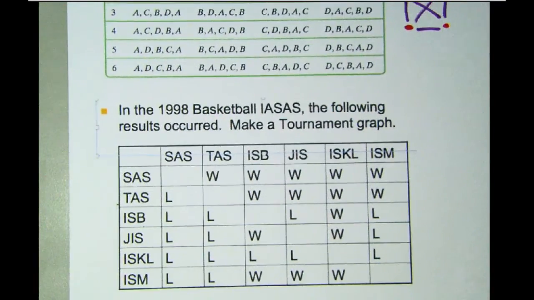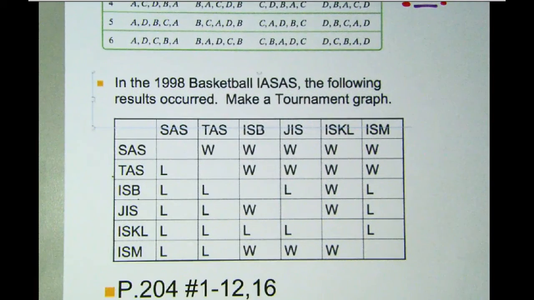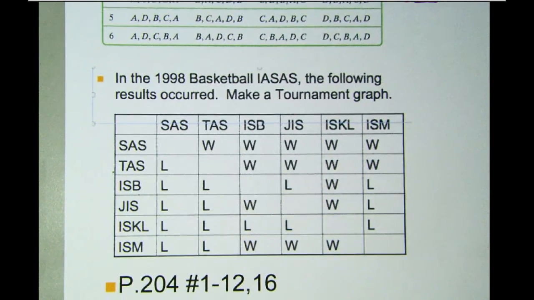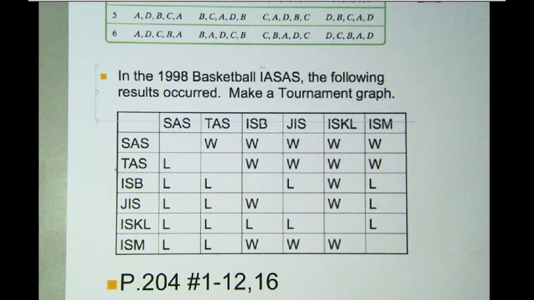So what we have is, in the 1998 basketball, I made this up, so this isn't true. Sorry if anybody's checking me. Basketball IASs, the following results occurred. Make a tournament graph for this. So what we're going to do is take this information and go ahead and build a graph for it.